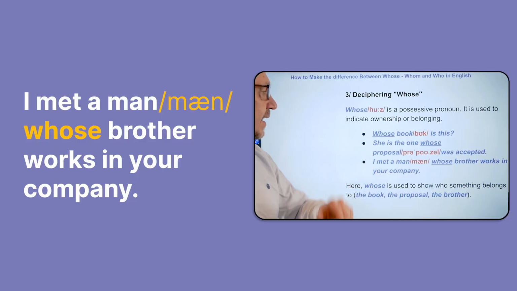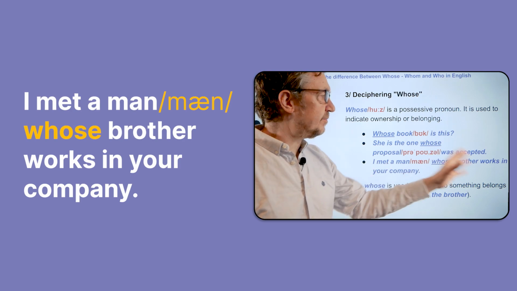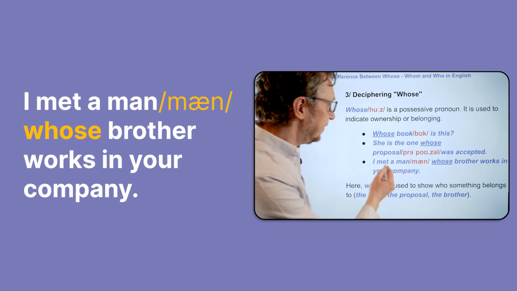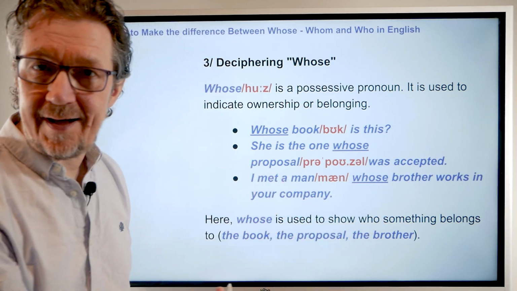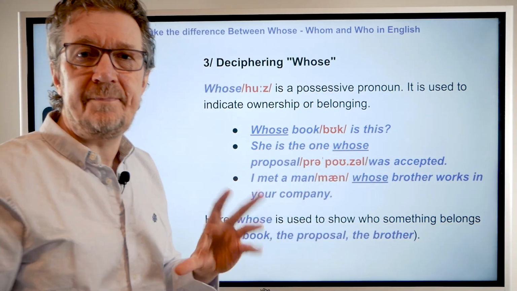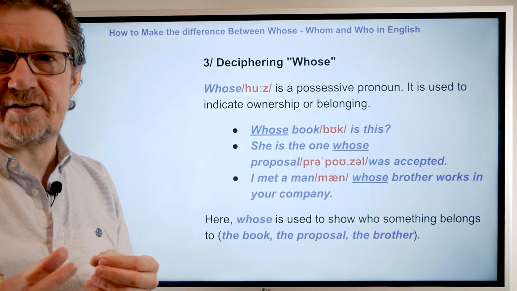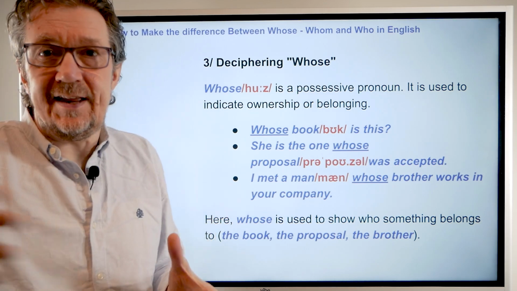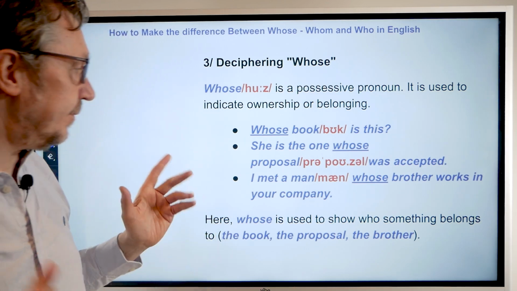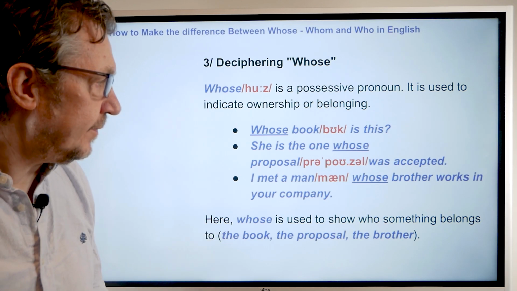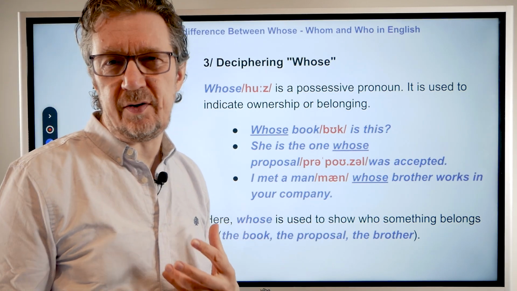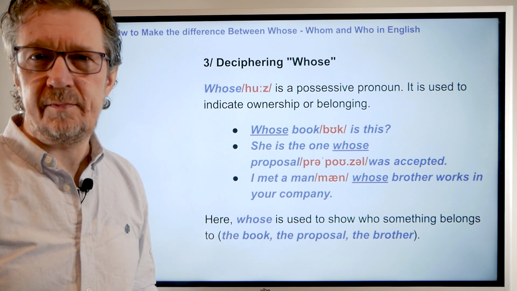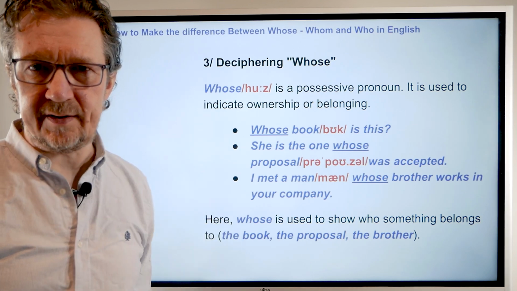Okay, yes, I met a man whose brother works in your company. So the brother belongs to the man, you see, the man whose brother. And this is how you can show possession, or show that a person has a possession, without saying this is his brother, okay? What's good to know is it's used when something belongs to someone. So just remember this. But we'll look at a few tips and tricks in a second.